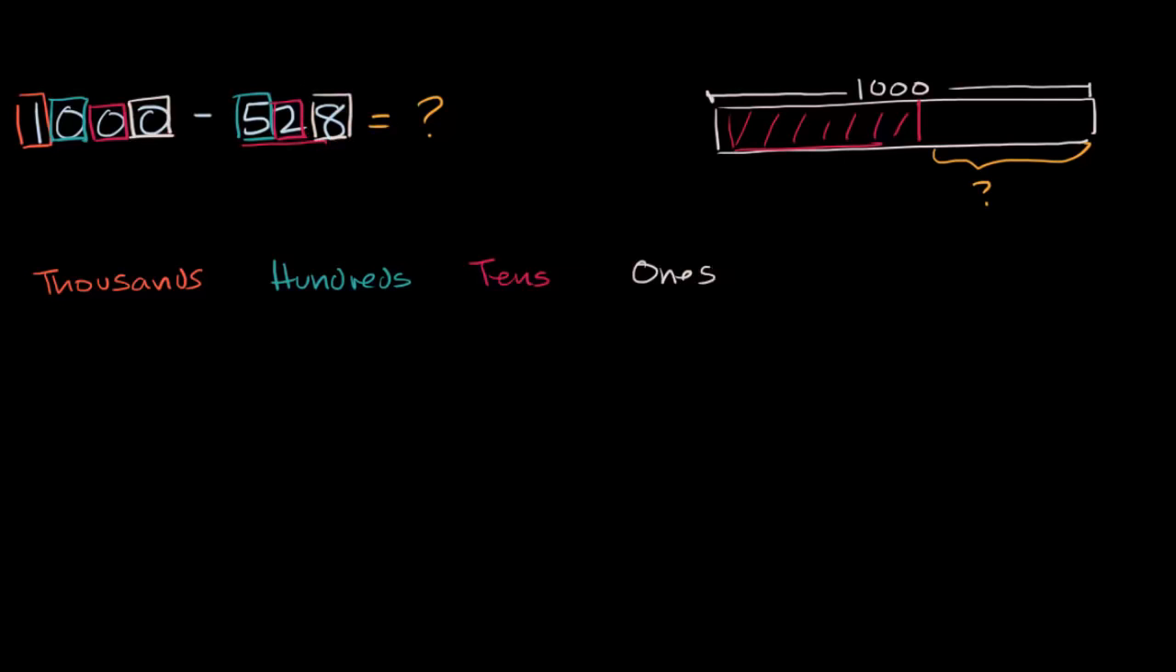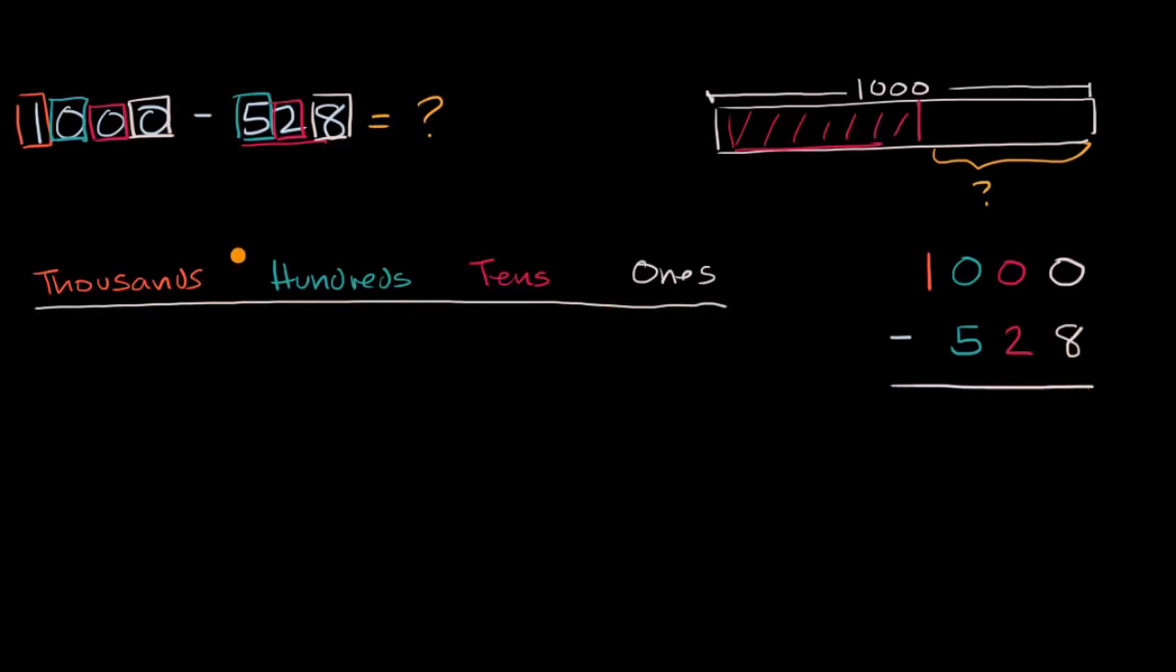Now let me also rewrite these numbers, and I'm going to do it using the standard method. So I have 1,000, and then I have 0 hundreds. I have 0 tens, and I have 0 ones. And from that, I am going to subtract 5 hundreds, 2 tens, and 8 ones. So let's do both of these at the same time. And let me make a little bit of a table right over here. So that is my table.